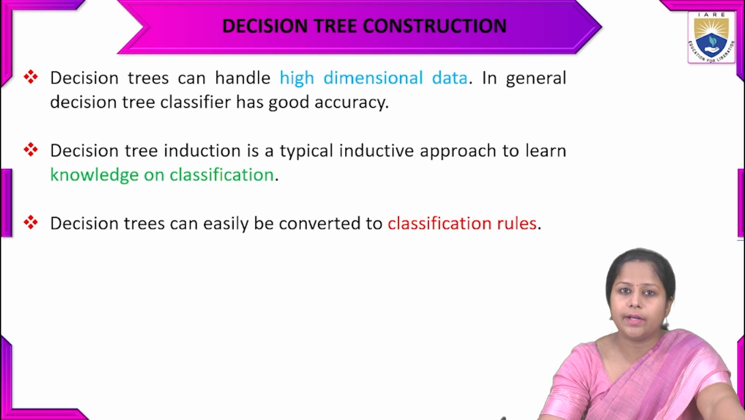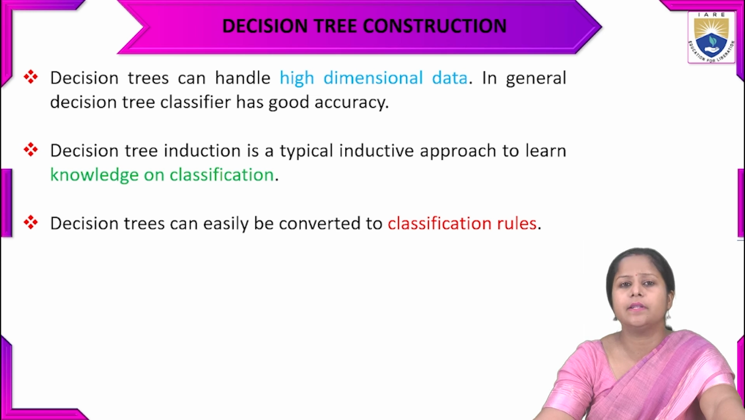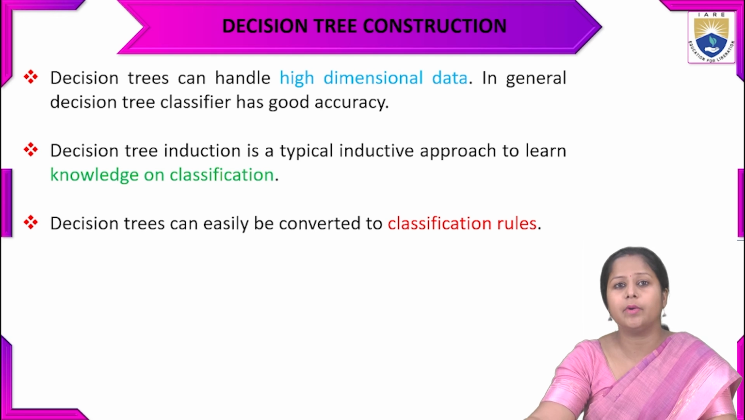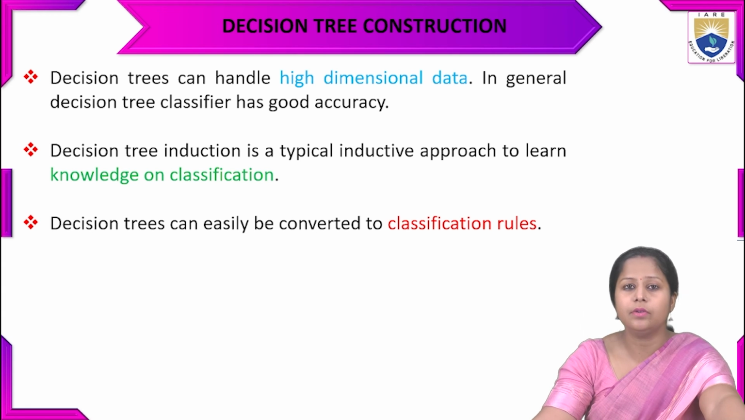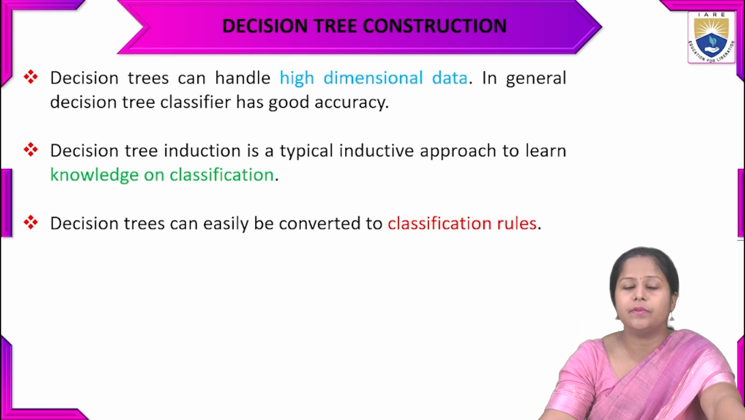A decision tree can handle high dimensional data. The representation is used to graphically represent high dimensional data. When large data is there, we can classify it and see it in the form of a decision tree, which is easy to understand. In general, a decision tree classifier has good accuracy because it uses the attribute measure, and on that basis unimportant branches are removed. Only the important branches are constructed in the decision tree.